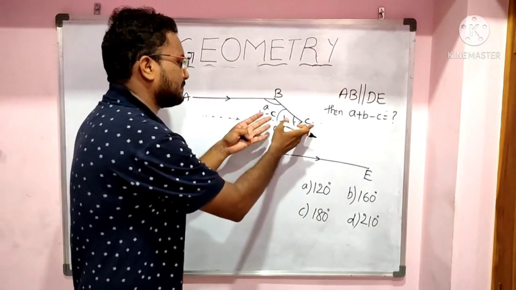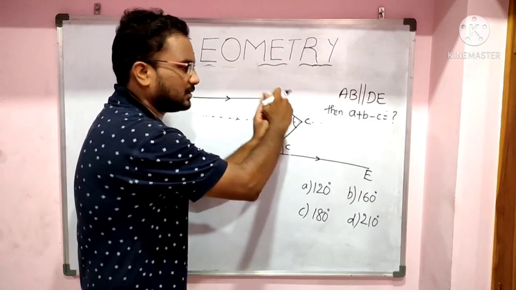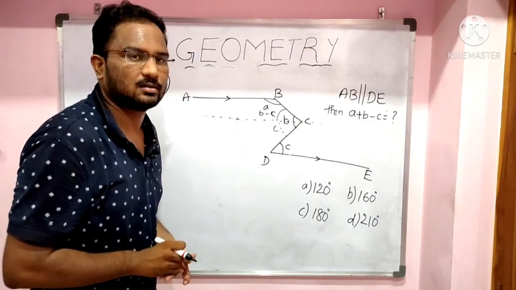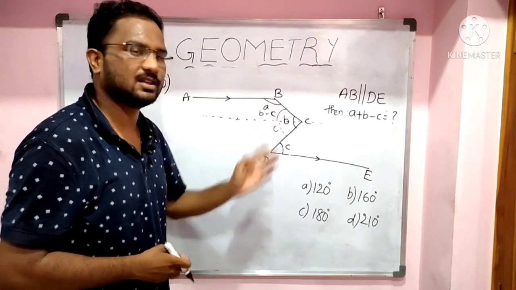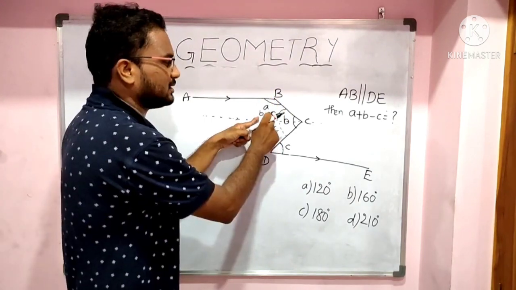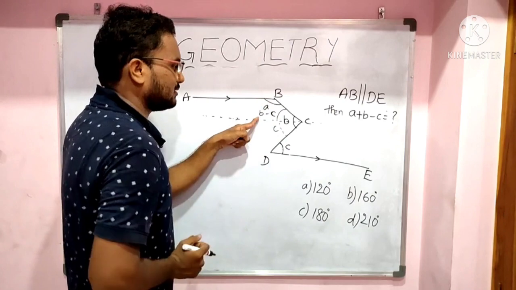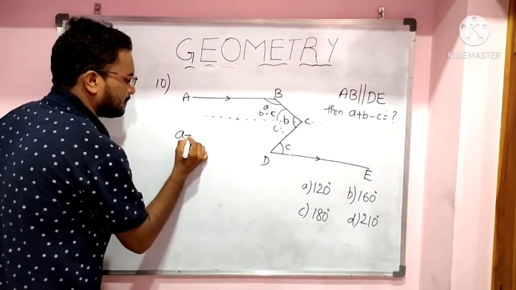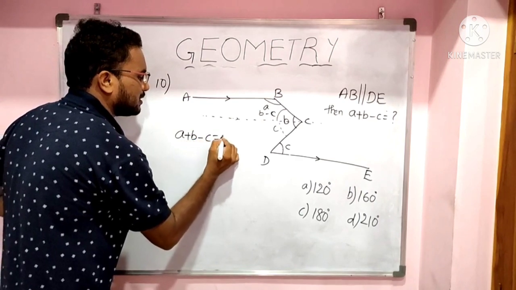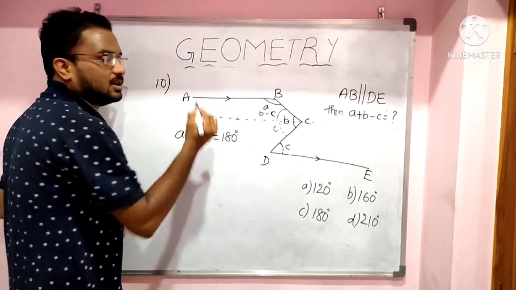Okay, these two lines are parallel. This is the transversal. We have a property: the sum of the interior angles on the same side of the transversal is 180 degrees. These two are on the same side of the transversal, so the sum of these two angles should be equal to 180 degrees. That means A plus B minus C equal to 180 degrees.